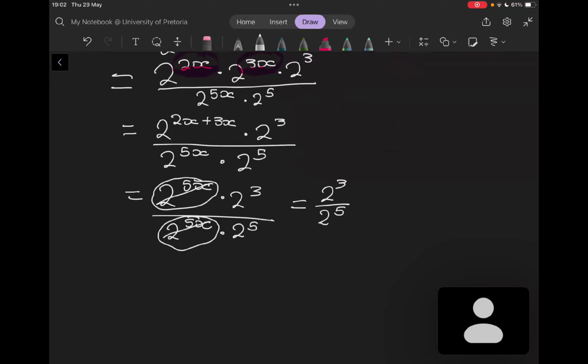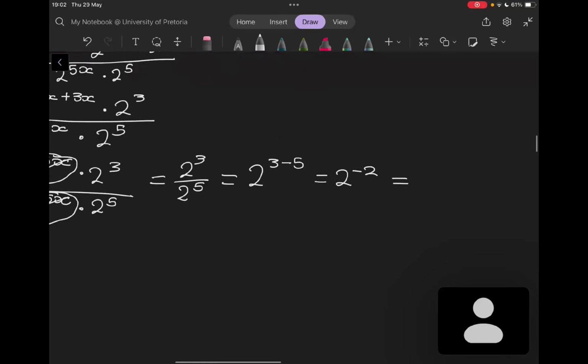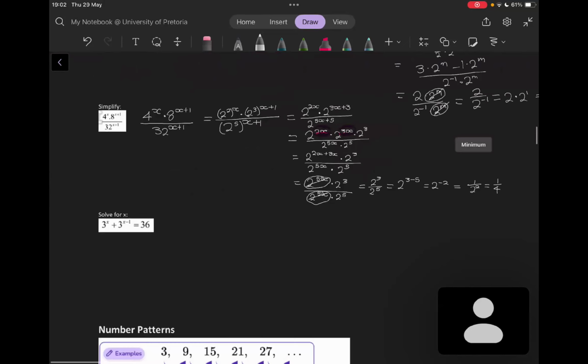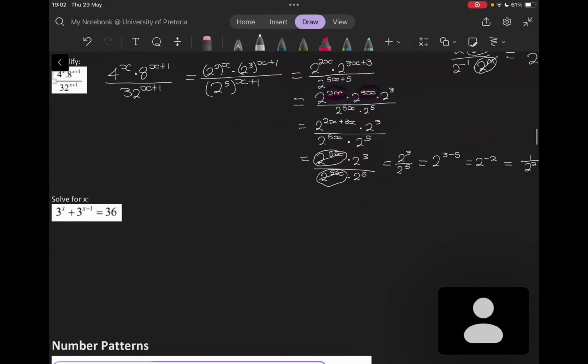And because of the rule that I just outlined to you, whereby if you have two exponents of the same base divided by each other, we subtract the exponents, we then end up with 2 to the power of 3 minus 5, which will then be 2 to the power of negative 2, which is 1 over 2 squared, which is then 1 over 4. This was a bit of a tricky question. And so if you were able to solve it on your own and get the correct answer, then well done.